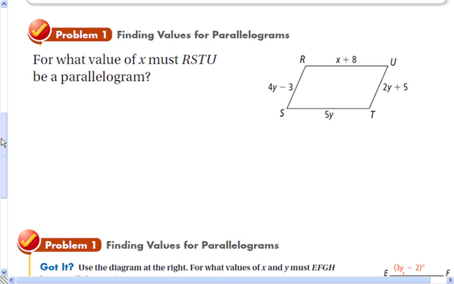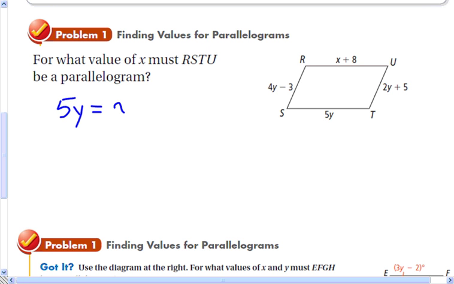All right, so we're going to use those properties to work with parallelograms. So for what value of x must RSTU be a parallelogram? Well, if the opposite sides are congruent, then it's a parallelogram. So we can get two equations from that.